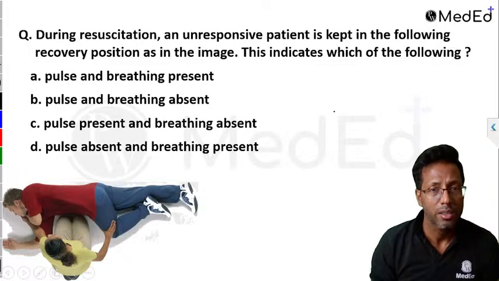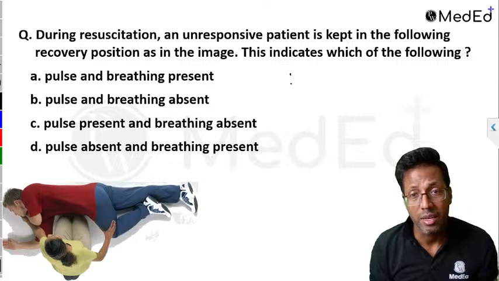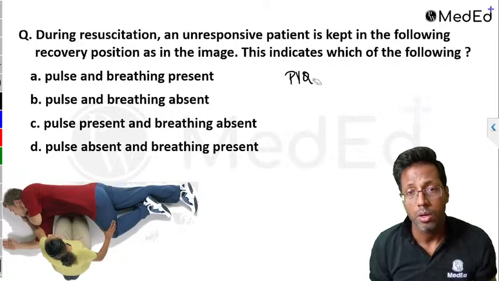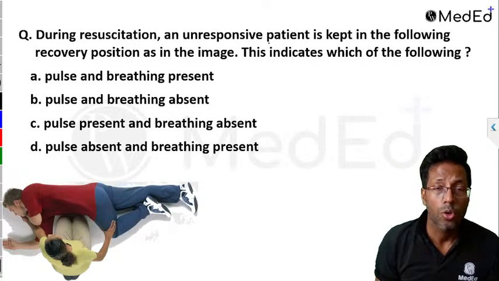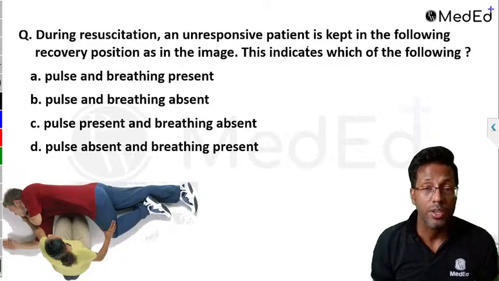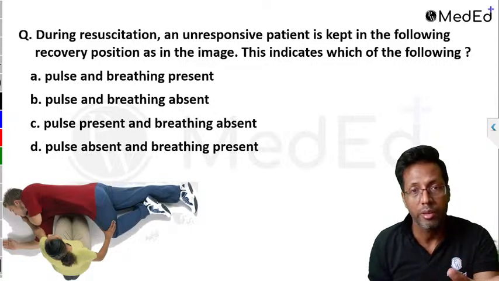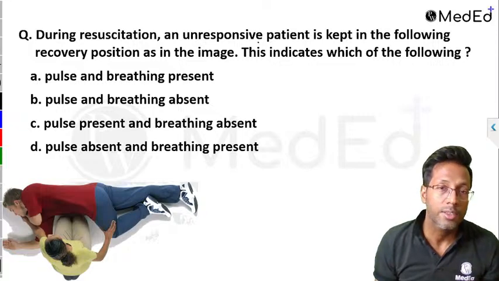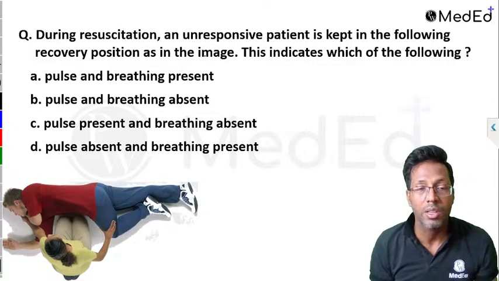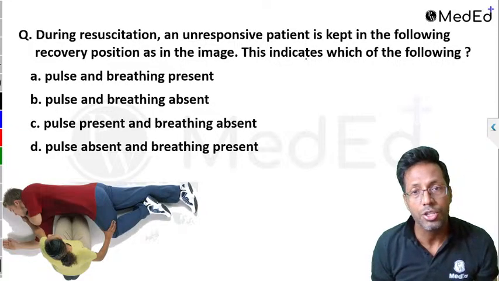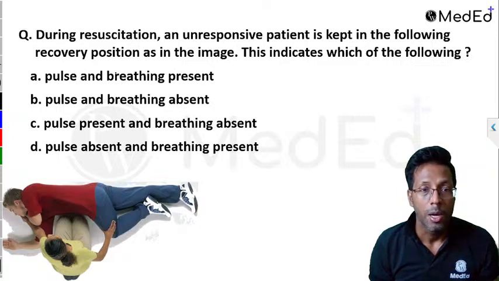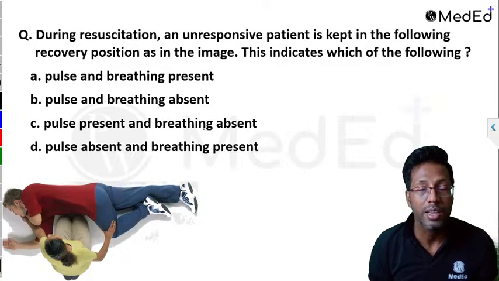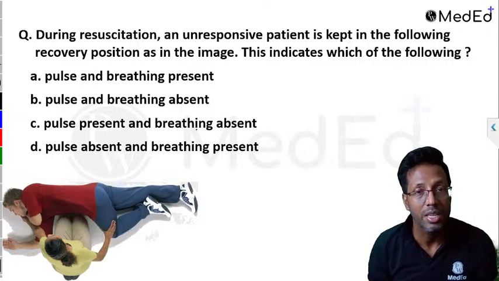Okay. Now, the first question, very simple. This was an easy thing. This was a previous year question which was previously repeated also. This is a PYQ, last year's NEET PG. During resuscitation, an unresponsive patient is kept in the following recovery position, as in the image. Which of the following does it indicate: pulse and breathing both present, pulse and breathing both absent, pulse present and breathing absent, pulse absent and breathing present.